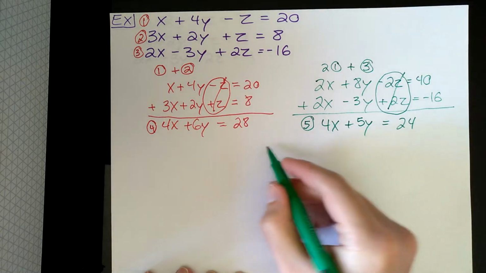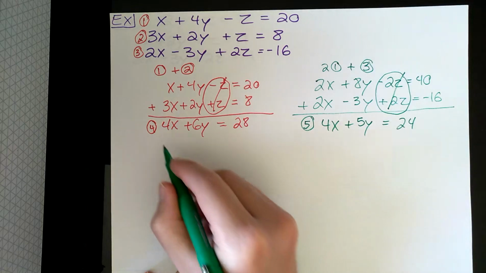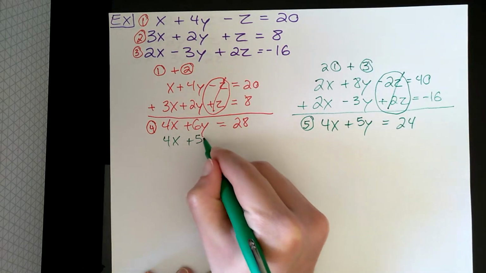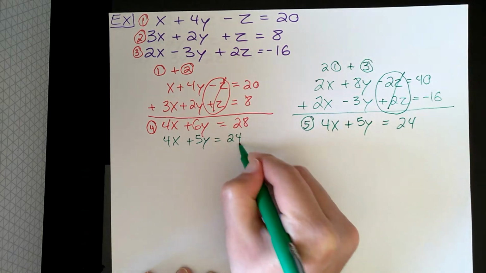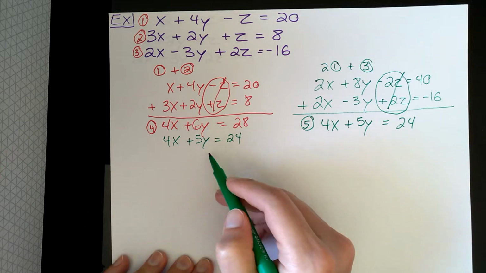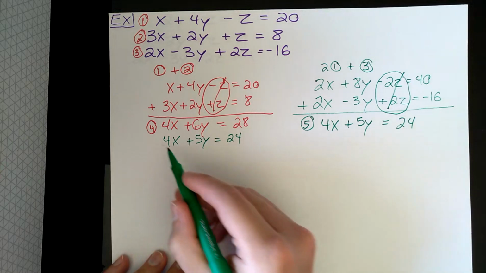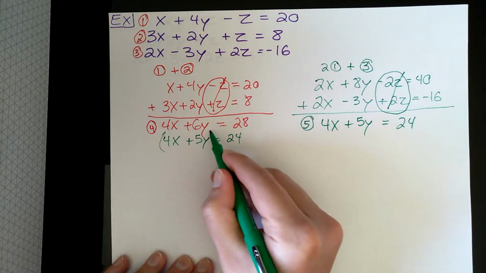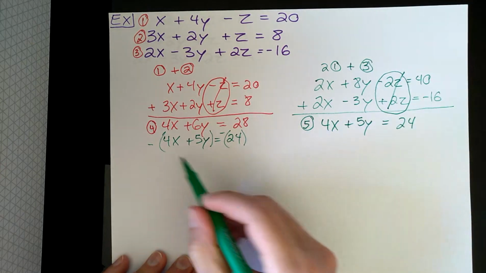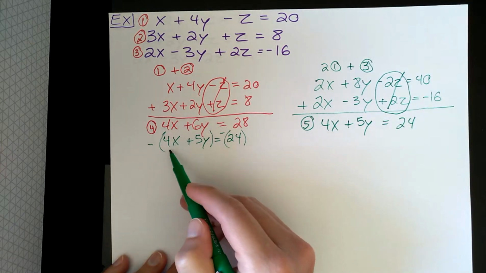So we'll now copy this below equation 4. So 4x plus 5y equals 24. And the easiest way to solve this will be with the addition method. We just have to multiply this equation by a negative on each side, which will allow us to cancel out the 4x in each equation.